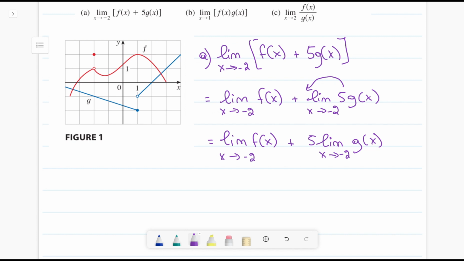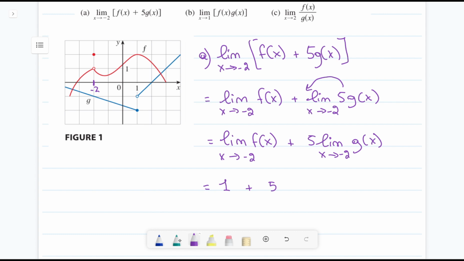F of x is in red. So as x approaches negative 2, which is here, let us look from both sides. As it gets closer from the left, it gets really close to 1. And as it gets closer from the right, it gets really close to 1 as well. Therefore, the limit of f of x as x approaches -2 is 1 plus 5 times the limit of g of x as x approaches -2. So let's check what this limit is.